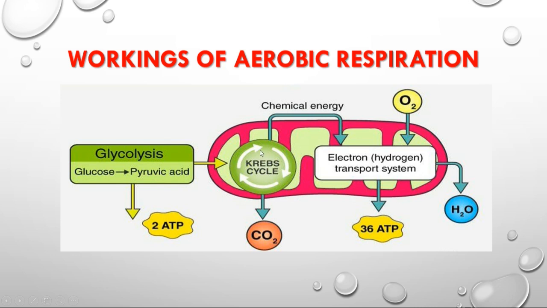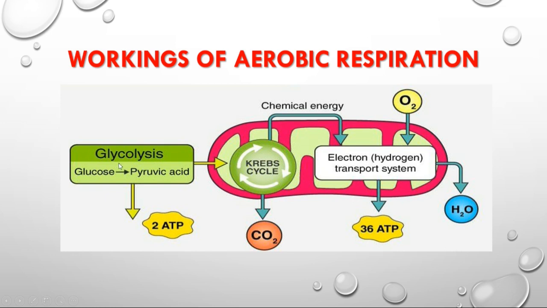The Krebs cycle we will be discussing in the higher classes, and this Krebs cycle releases CO2. It goes on with chemical energy and the electron hydrogen transport system, which gives out 36 ATP molecules, and O2 is also involved, which together give 36 ATP, and the electron hydrogen is given out with H2O. This is the total working of aerobic respiration.